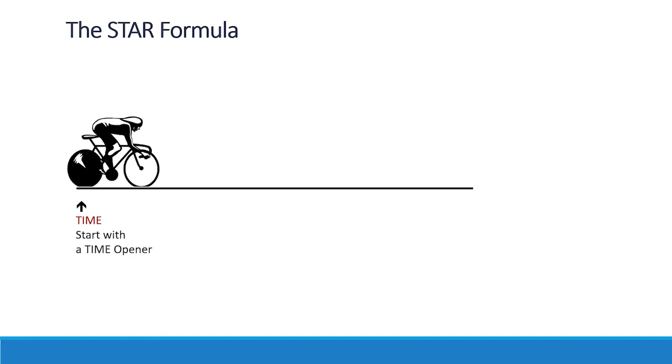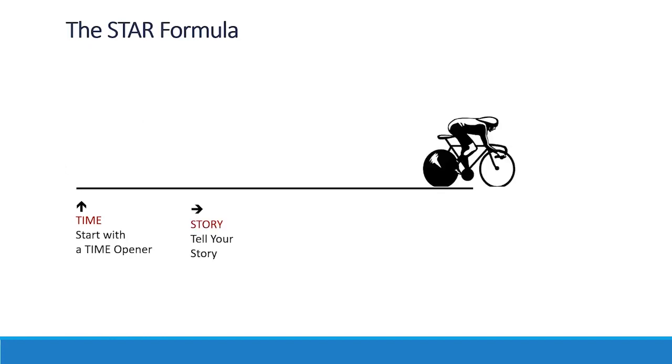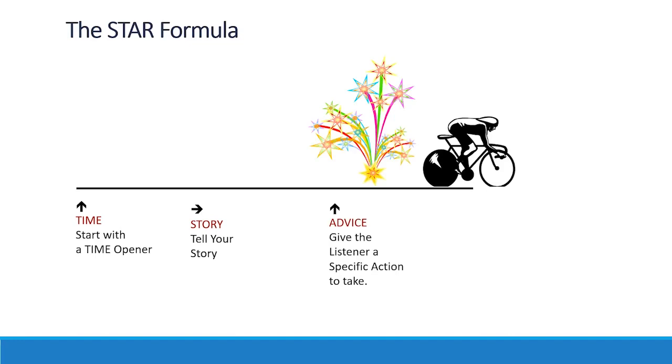Works kind of like this. We're going to start with a time opener, then tell our story. Story shouldn't be very long. When we get to the end of the story, we're going to give specific advice, a specific action we would like our listener or listeners to take, and then close with a reason why they should take our advice. Ideally, there's a benefit. If they take our advice, they're going to have some kind of a benefit.